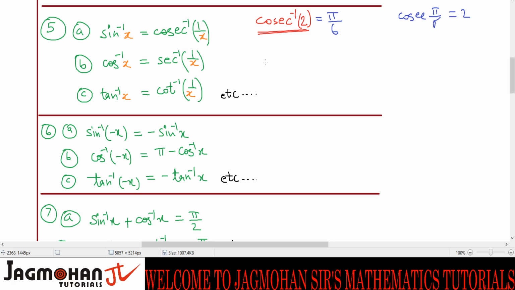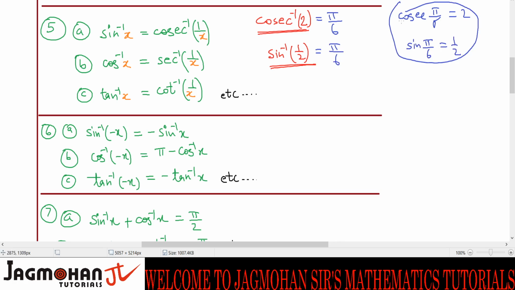Tell me what will be sine inverse of 1 upon 2. I'm asking you for what angle the sine function has value 1 by 2. And you know the angle is pi by 6 again, as sine pi by 6 is 1 by 2. So from these two, what do you understand? You understand that sine inverse of 1 over 2 is equal to cosec inverse of 2.